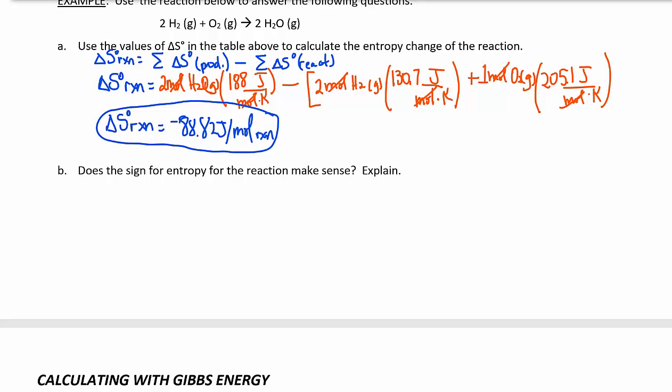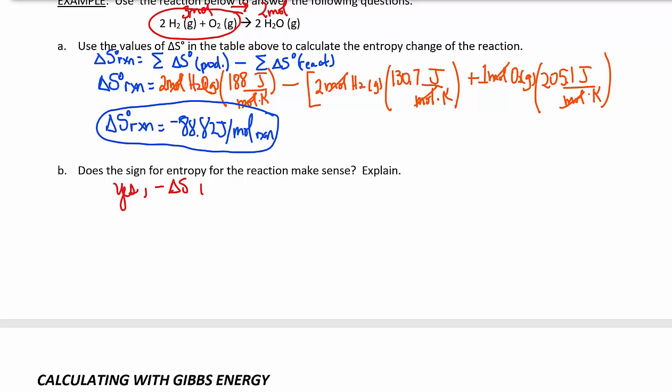Does this sign for the entropy of the reaction make sense? So we need to think about this. It's a negative number, which means our entropy decreased. So let's go back up here and look. They're all in gaseous form, so that doesn't have anything to do with it. We have 3 moles going to 2 moles. So we're decreasing in entropy here. So yes, we're going to a less disordered state.